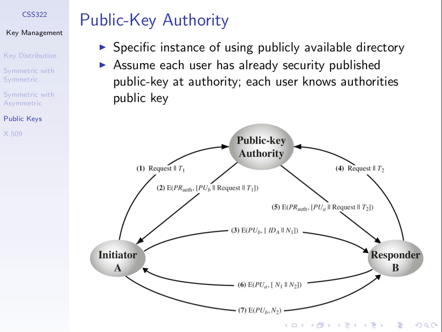So now A has the public key of B. That's the first half of the operation. Now B wants to learn the public key of A. B doesn't know anything about what's happening. A wants to initiate communications.